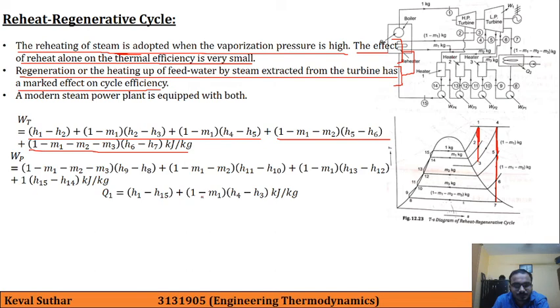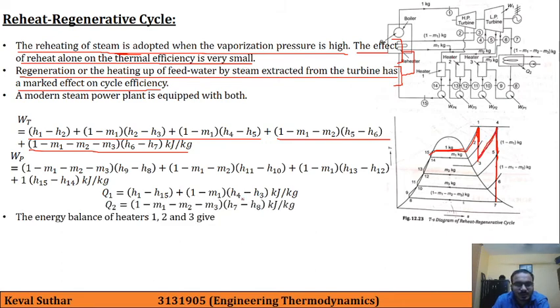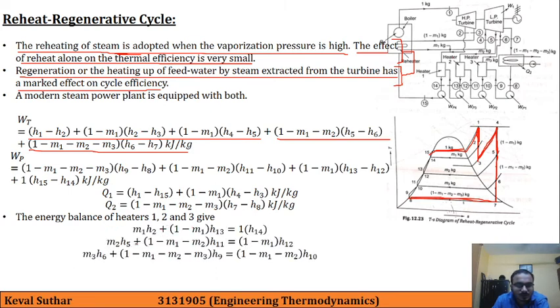Q1 is this, that is over here, and (1 − m1) into (H4 − H3). So we have a reheater, one reheater and one boiler heat addition. And Q2 is the part of the condenser, that is over here. So the energy balance of heaters 1, 2 and 3 are like this. You can go through by yourself.